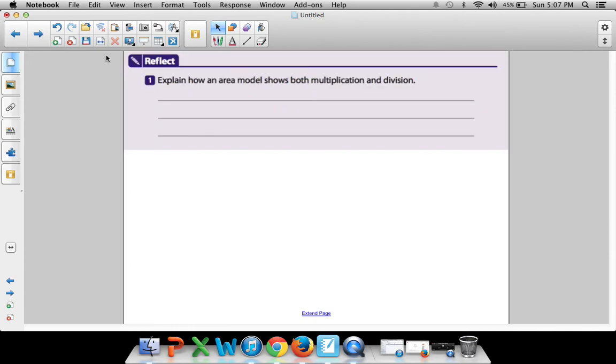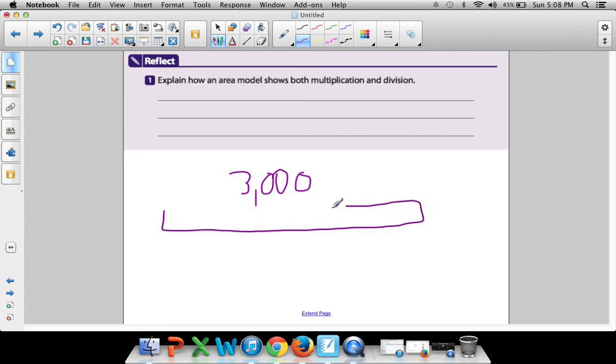Explain how an area model shows both multiplication and division. Remember, an area model, like the one in this problem, has the big number on top, then it has a box for how many pieces there are. This is the same thing that we dealt with in the beginning of our homework. And then inside the box it has how much each piece is worth, the value of each piece. I could keep going, but just know that those are all 600.